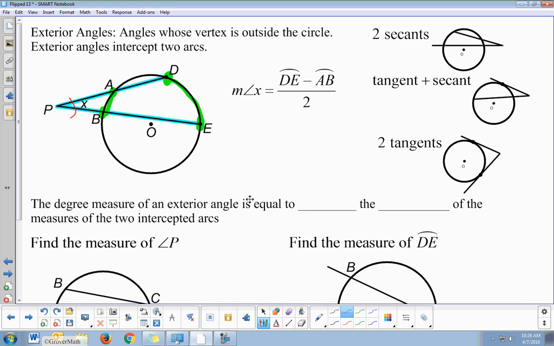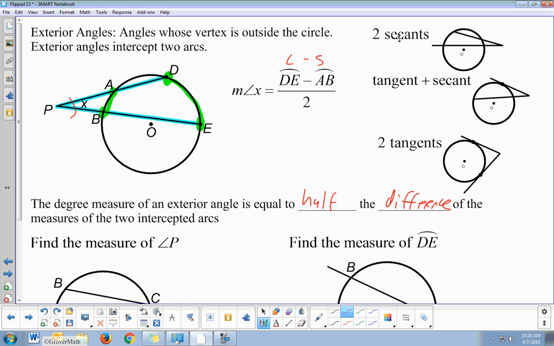So the degree measure of an exterior angle is equal to half, not the sum, but half the difference of the measure of the 2 intercepted arcs. So we'll subtract. And you're always going to do the larger minus the smaller when we're subtracting, because we don't want to get a negative. But really, you could also think of that as the further one away from the angle minus the smaller one, or maybe the major minus minor, if you want to use those phrases.